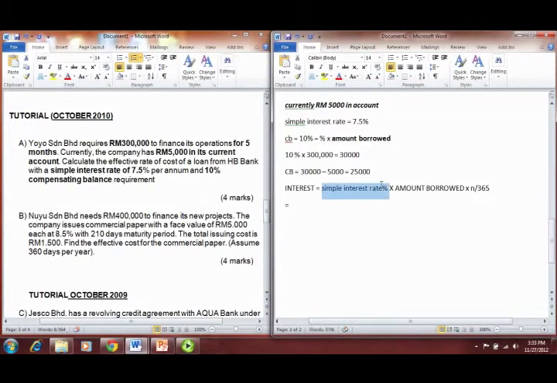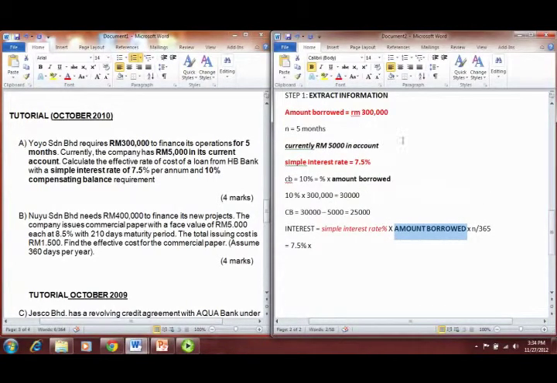Alright, based on your same step, as you can see your simple interest rate is 7.5% times your amount borrowed. Alright, class, based on your step 1, this is your amount borrowed, 300,000, times. Alright, so what is your period, class? It is 5 months.